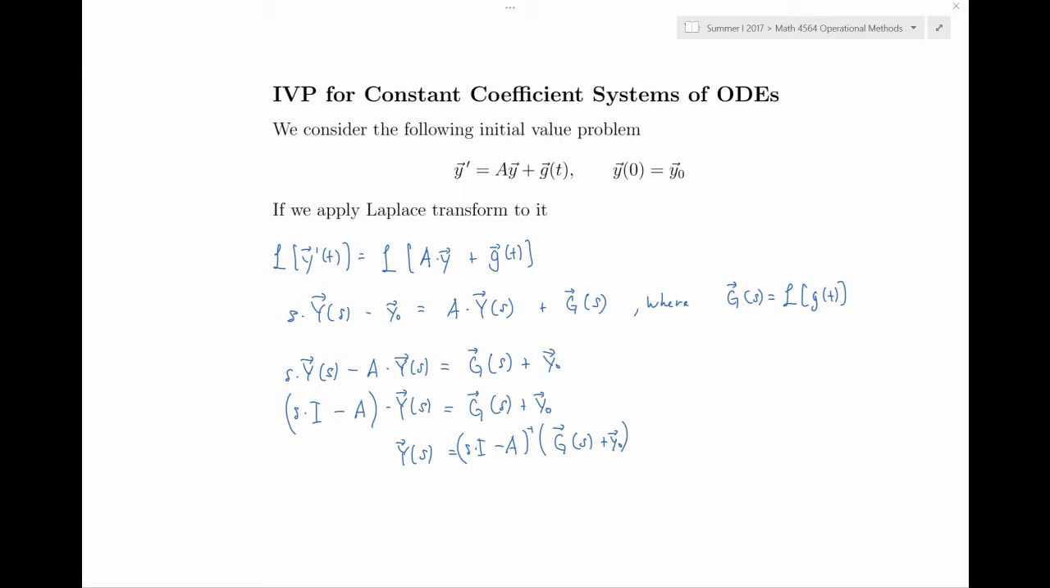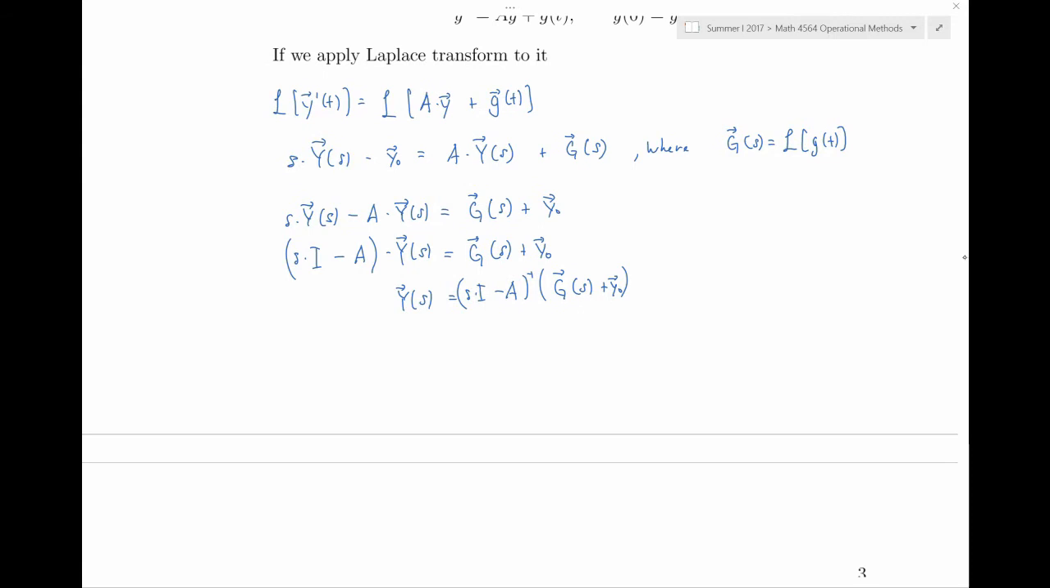The matrices with the variables in them can be inverted in exactly the same way as you invert regular matrices with numbers. Having figured out the Laplace transform of y, we can now figure out the function y of t. That's going to be the inverse Laplace transform of s I minus a inverted multiplied by g of s plus y naught.